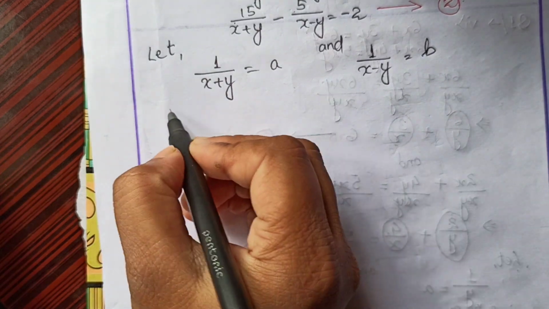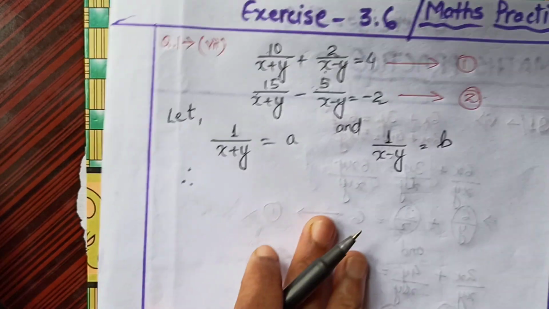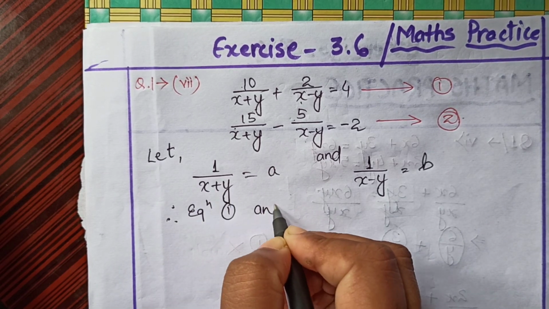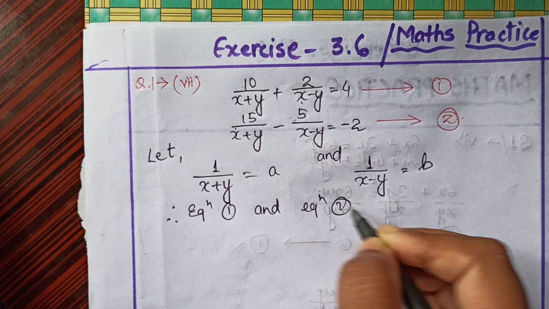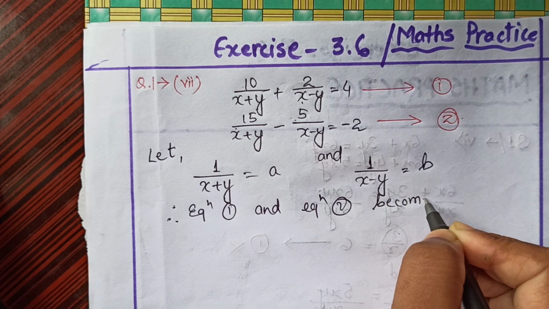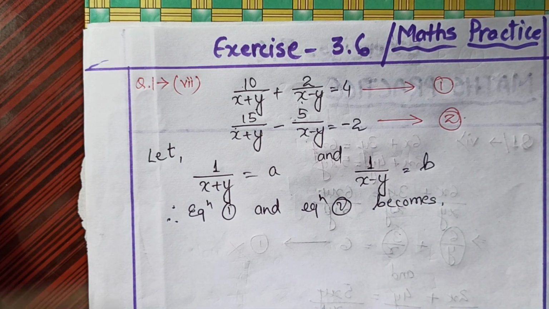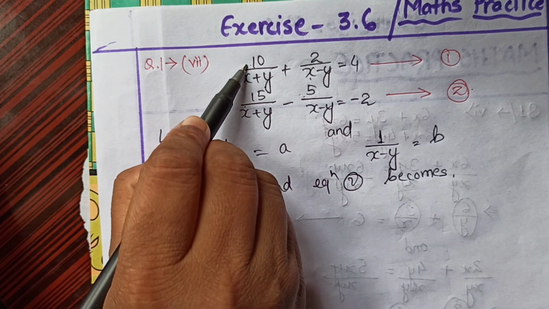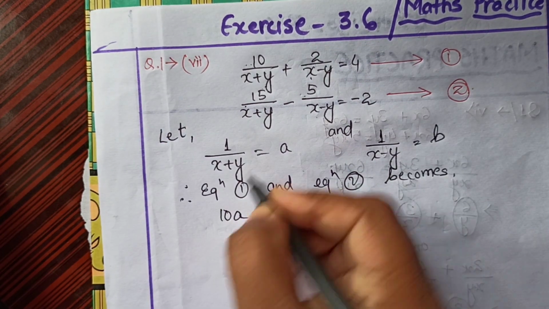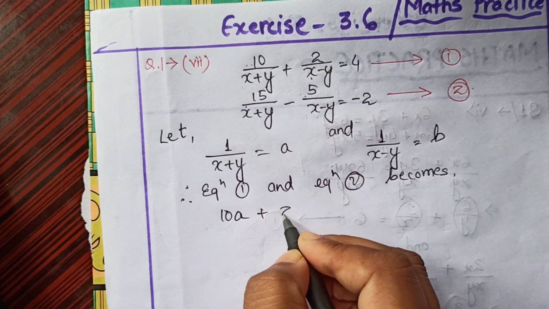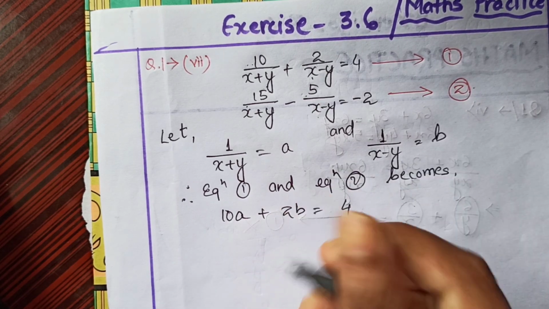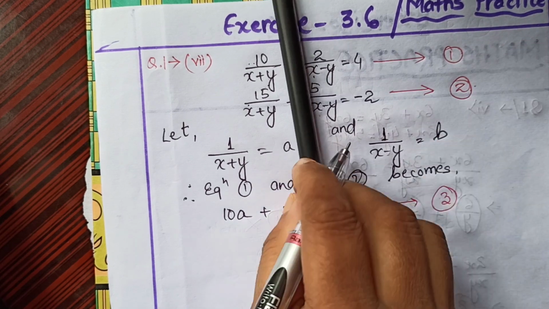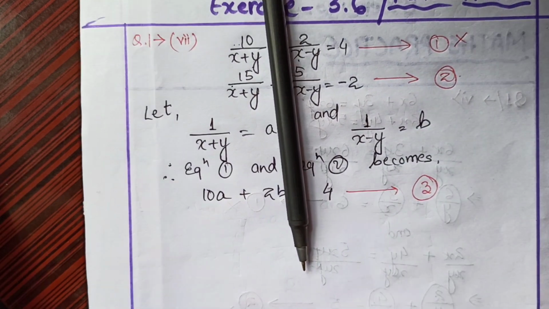Therefore, equation 1 and equation 2 become, what will it become now? This a we will take as a only, and this 10 we leave, so it will be 10a plus 2b equal 4. That is our new equation. Let us take it as equation number 3. Now equation 1 is not required.